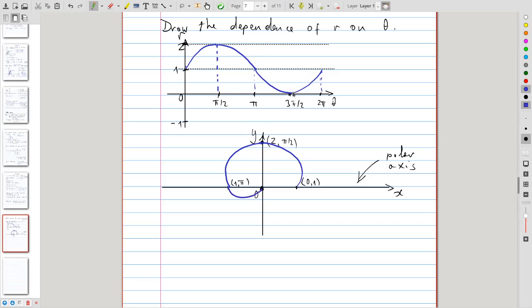And then finally, between 3 pi over 2 and 2 pi, which corresponds to the fourth quadrant, my curve goes back from the origin to the value of r equal to 1. And so this is the rough sketch for our curve, r equals 1 plus sine theta.